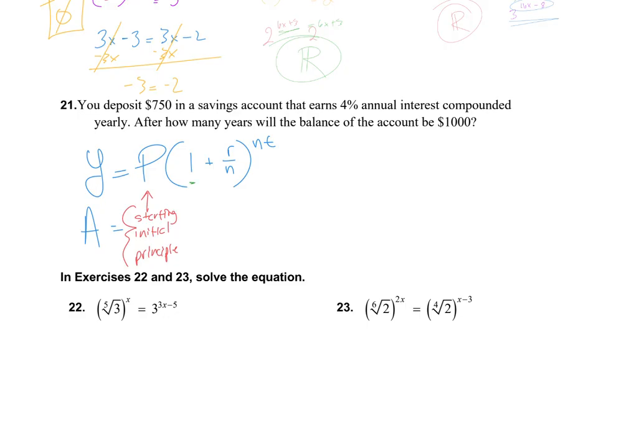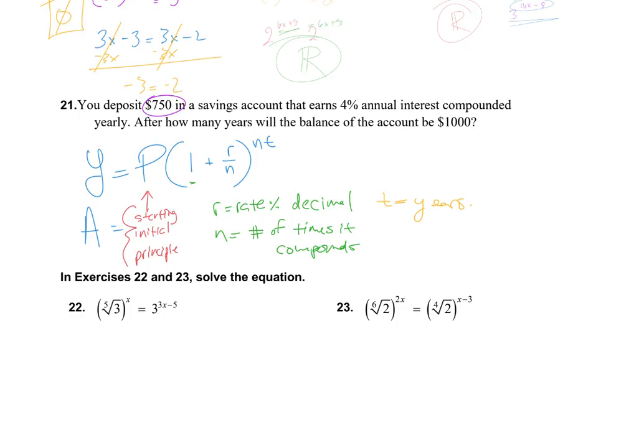1 is 1. Yay. R is the rate. It's the percentage. We want to write it, though, as a decimal. And then N is the number of times it compounds. And then T is years. So let's plug in what we've got.